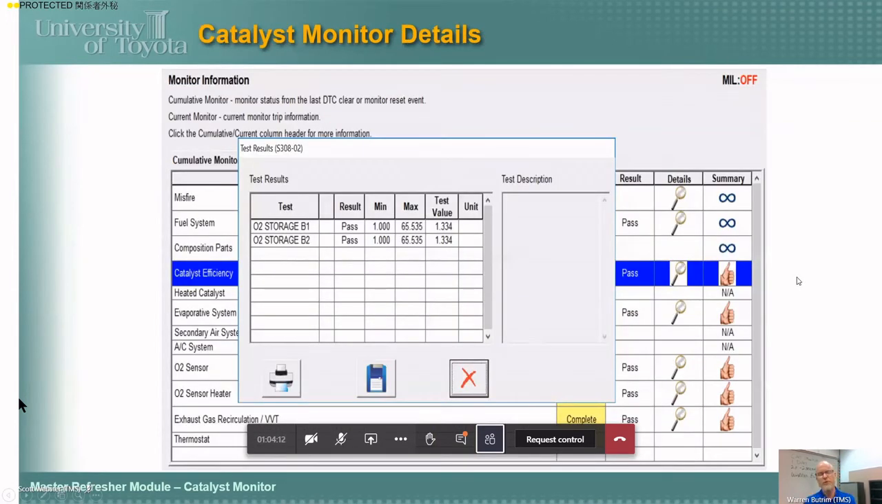So this screen is actually from a 2020 Highlander, and this is your cat efficiency monitor. Looking at the details, you can see where, Scott, if you click it, the oxygen storage, pretty short, simple test. I've only got 2 items. Because it's a 2GR, I've got 2 banks, so it's showing me bank 1 and bank 2 oxygen storage capacity. So looking across here, it's showing you pass, and I've got my min and my max and my test value. The test value is inside of my min and my max. What you have to be careful of here, guys, is not to get hung up on that minimum value.